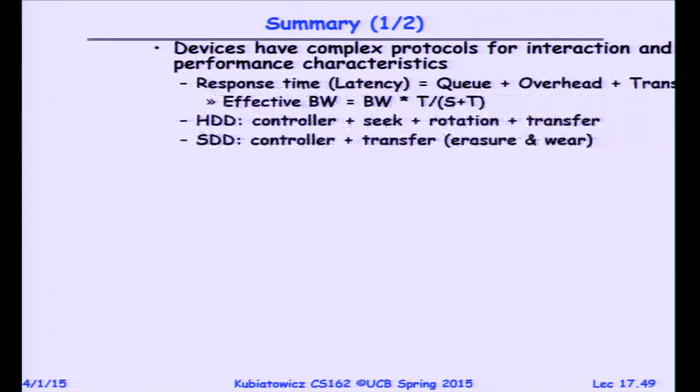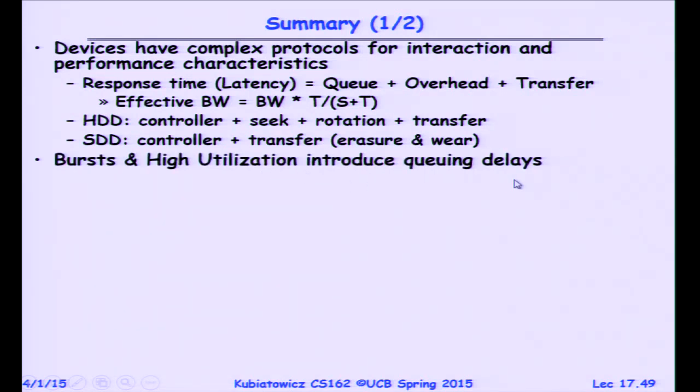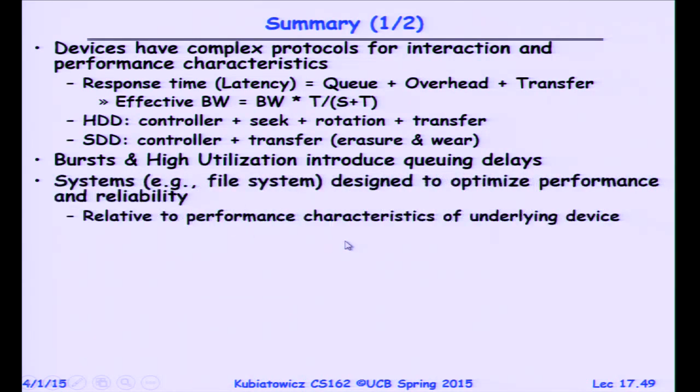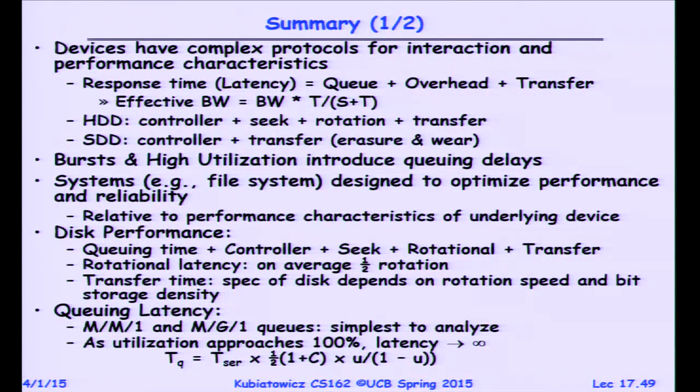So in conclusion, the devices we talked about have pretty complex protocols for interacting and performance characteristics. We talked about hard disk drives: controller plus seek plus rotation plus transfer, and SSDs with controller plus transfer, but you have to worry about them being erased and worn out. We talked about bursts introducing queuing delays, and we're going to start talking about interesting systems like file systems designed to optimize performance, but the simple thing to remember is that locality on disks is what matters. Disk performance looks like that, and the queuing latency is this more general equation. That sounds like something to put on your cheat sheet, and also understand the numbers.